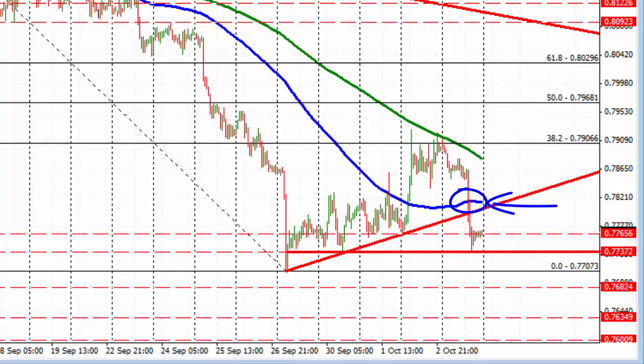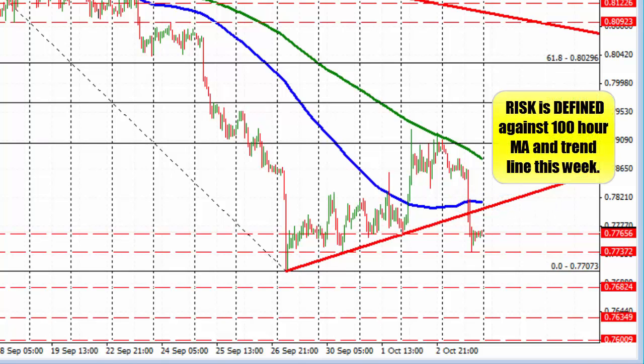Sellers were happy to sell under the 100-hour moving average. That's going to be key because that's going to help define our risk for trading this week. We should not see the price move above the 100-hour moving average. If it moves above the 100-hour moving average, all bets are off that the trend is going to continue. That's my thesis this week.